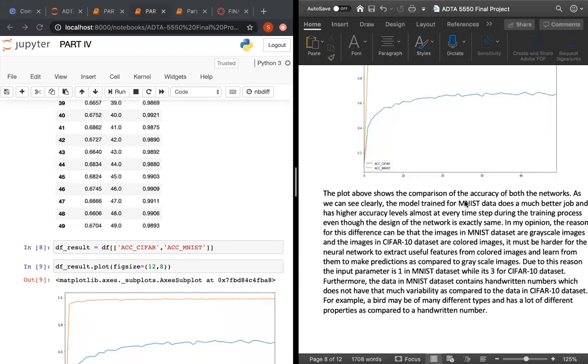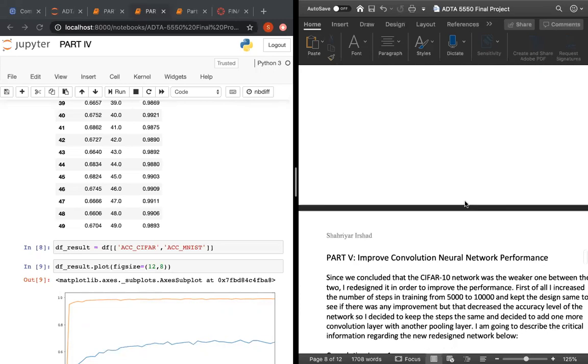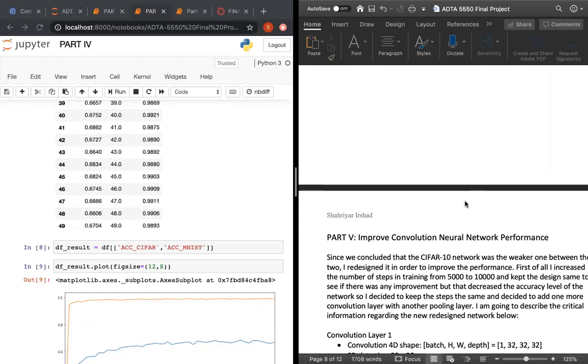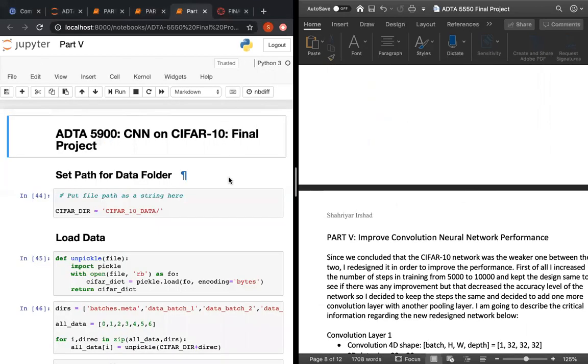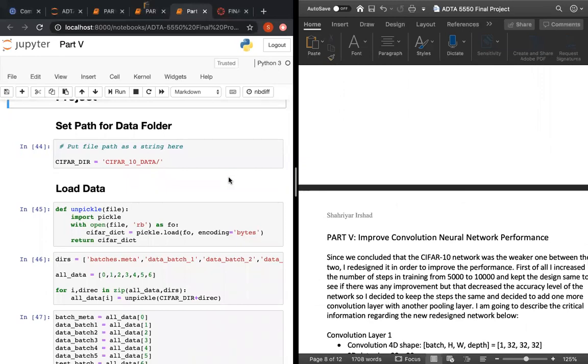So keeping this in mind, since the CIFAR 10 dataset did not do very well, in part 5, we had to improve the performance of the network which had less performance between these two. So I decided to redesign the neural network with CIFAR 10 dataset in part 5. First of all, I kept the design same and changed the number of steps in training from 5,000 to 10,000 to see if I could get any improvement in terms of accuracy. But unfortunately, there was no such significant change.